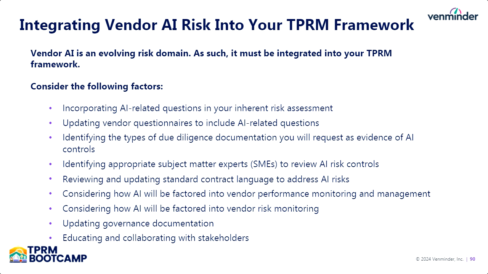We also want to think about how this is going to affect our standard contract language, how we want to use that to further mitigate controls and call out specific requirements around AI. We also want to think about how we might factor that into performance monitoring and management, and how we're going to factor it into risk monitoring. We also may need to update our governance documentation to specifically address those risks. And on top of it, we need to educate and collaborate with all of our stakeholders.